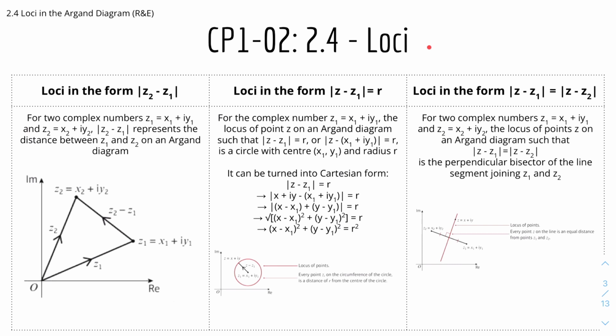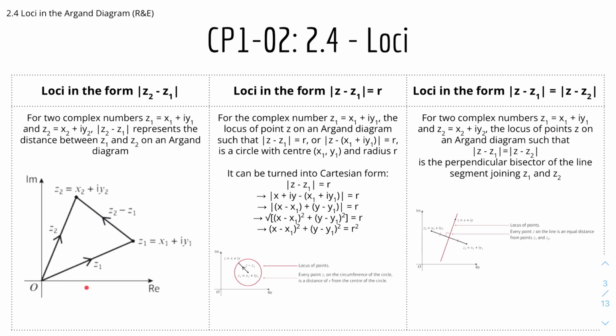So moving on, we have loci in different forms. We look into loci in the form of the modulus of z2 minus z1. For two complex numbers, z1 equals x1 plus iy1 and z2 equals x2 plus iy2, the modulus of z2 minus z1 represents the distance between z1 and z2 on an Argand diagram.